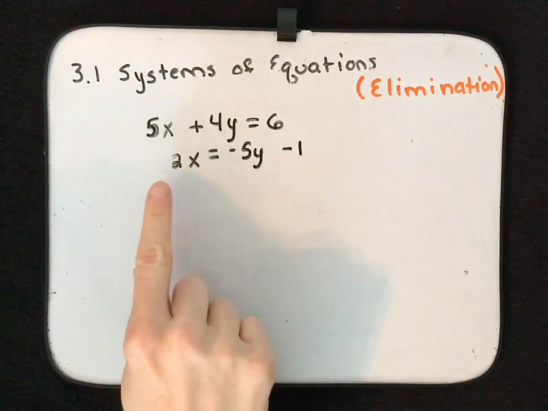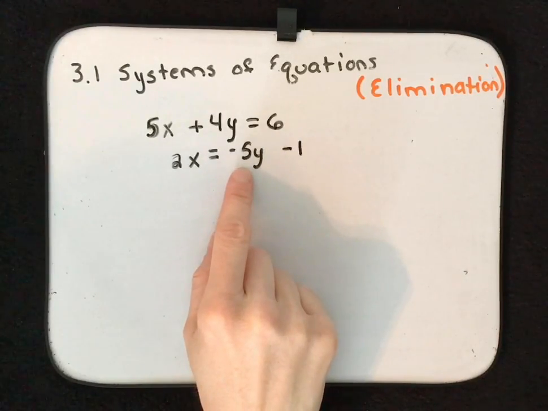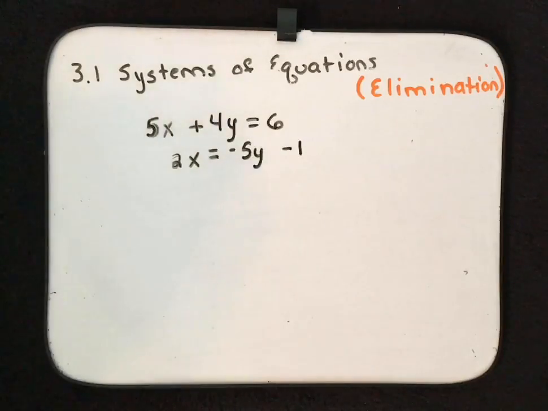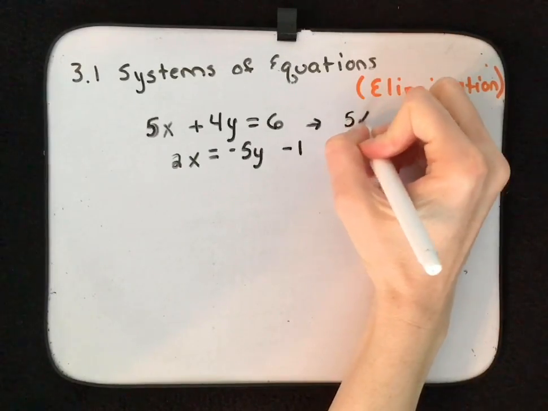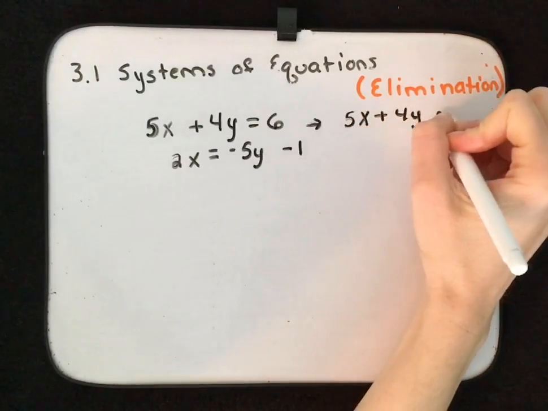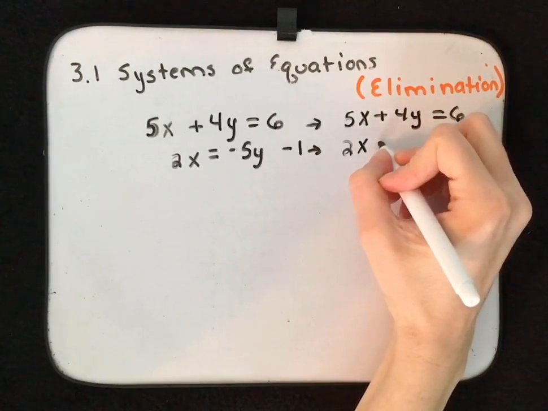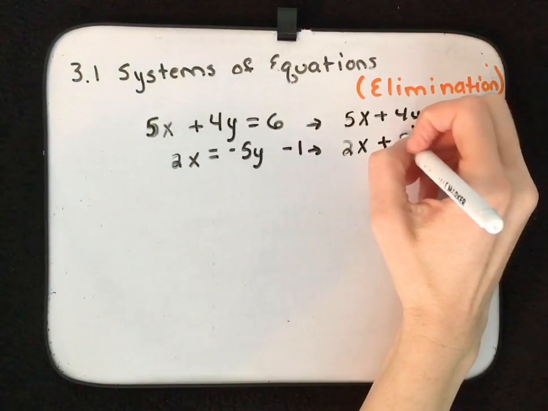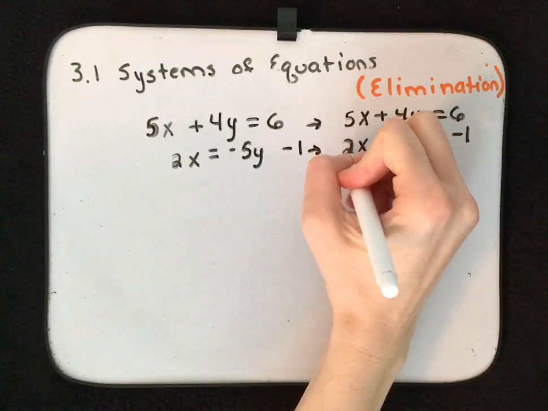The first thing we need to do is make sure that all of our variables are lined up. I have the y on the right side for the second equation. I have the y on the left side for the first equation. So that doesn't match up. Let's move this over so at least our two equations are matched. So that's going to look like 5x plus 4y equals 6. And this is going to look like 2x plus, we have to move that 5y over, so we do that by adding. So plus 5y equals negative 1. At least now things are lined up.